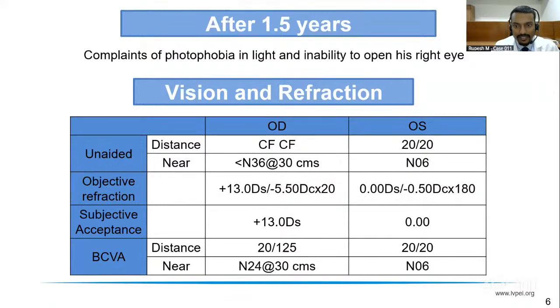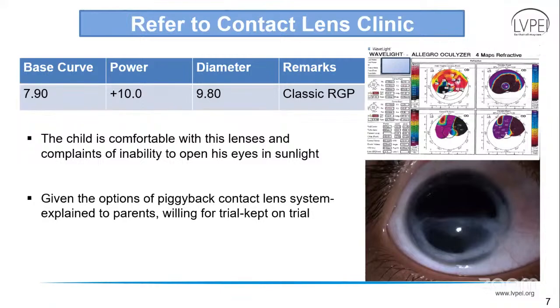In the left eye, the patient did not accept any power, and the visual acuity was 20/20 with NC. So here, I referred the patient to the contact lens clinic for a contact lens trial. The child was a neophyte to contact lenses, so I explained the different modalities of lenses, cost, and care and regimens, and the parents were willing for the trial.